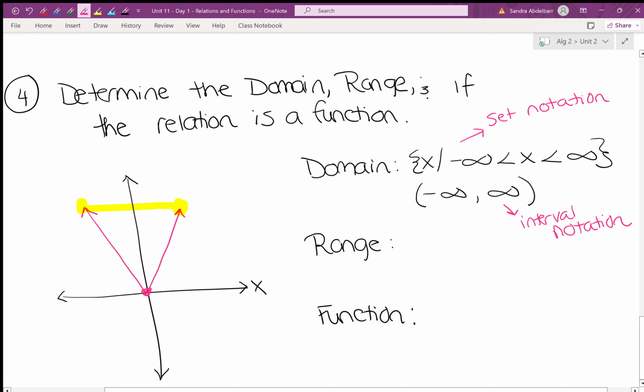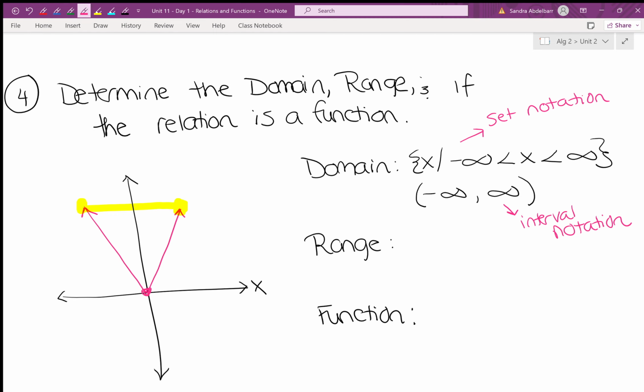Okay, yes. Is there any specific way you want us to write it? I might ask for both ways. So I might ask some to write in set notation, some to write in interval notation. I really don't remember, but we should know both.